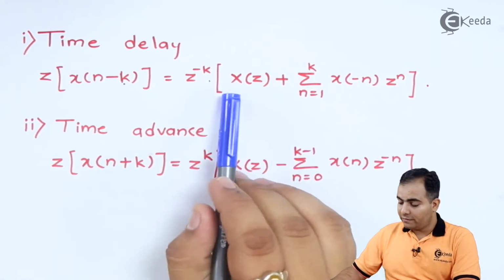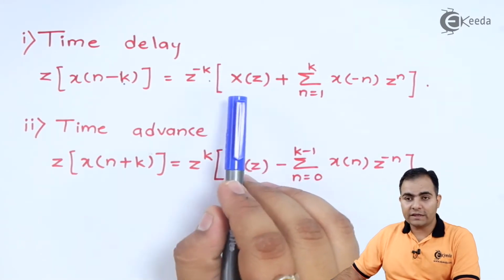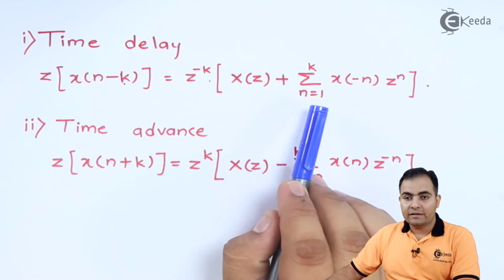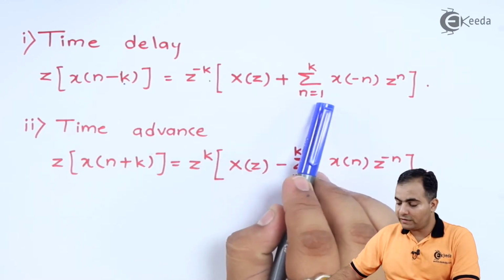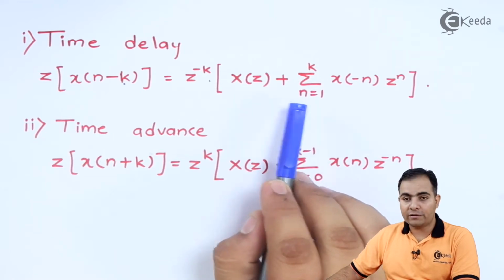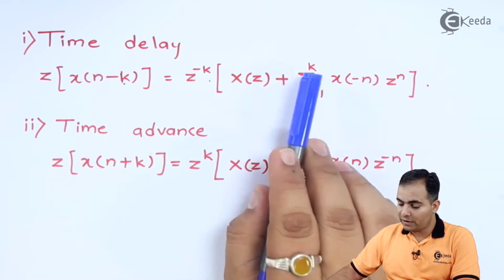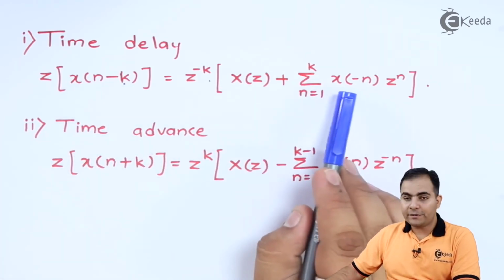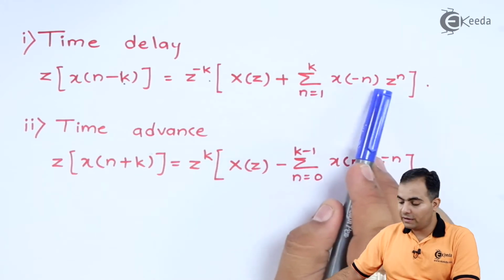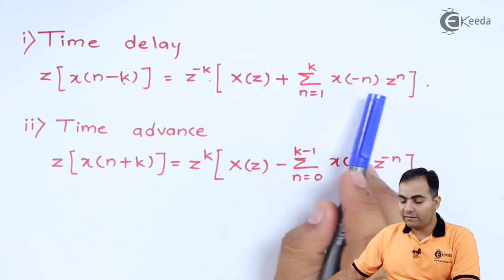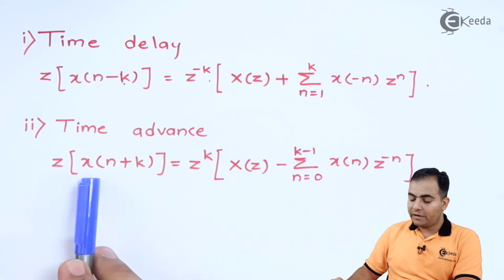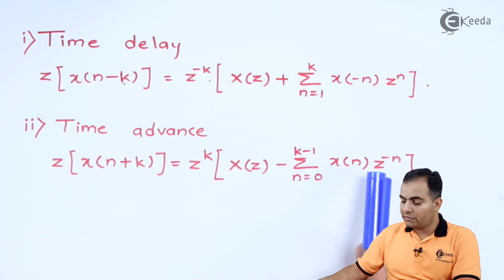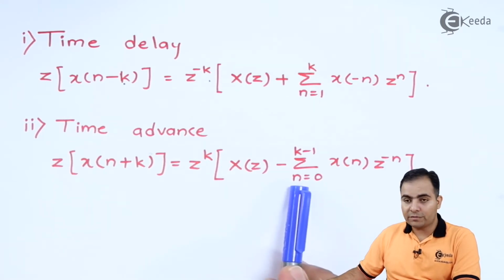Now we'll move inside this bracket. Listen, first one is x of z, that is the Z transform of the original function, and then we are going to add some delay values, or we can say that we are going to substitute some values of n, which is varied from 1 to k. This k is nothing but the delayed amount, and that will be substituted inside x of minus n and z to the power n. We are going to place all these n values over here. Now look here in time advance. The formula is x of z minus summation of n from 0 to k minus 1 of x of n into z to the power minus n, which means here we are going to substitute all the values of n over here.